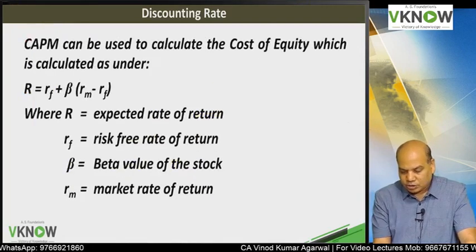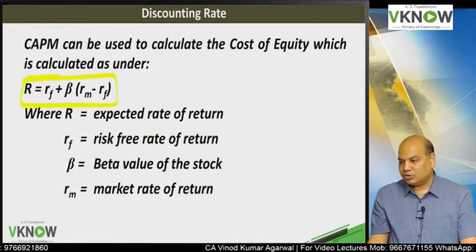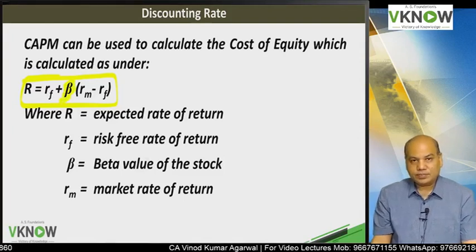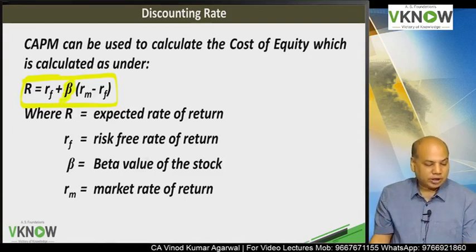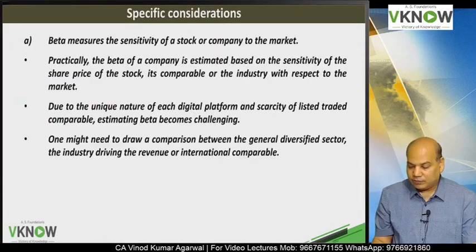Okay, and the cost of equity will be calculated using CAPM. Here usually the beta is very high because risk is very high, and that is why the discount rate used for valuation of digital platform can be very high.